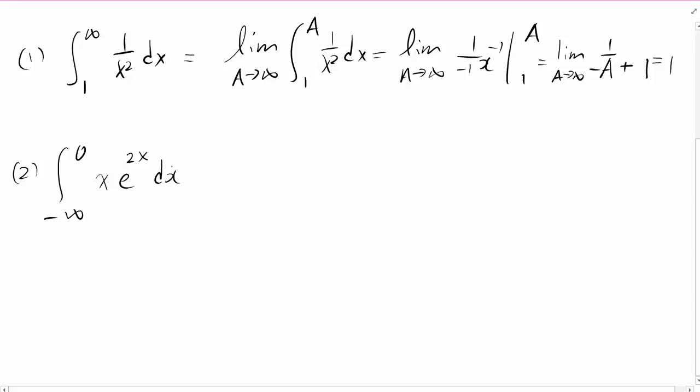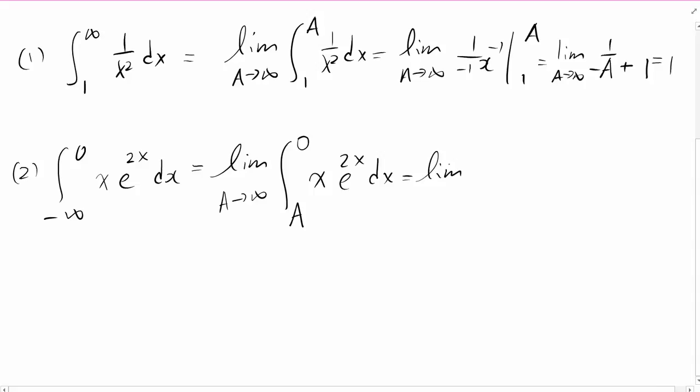Since the infinite interval is from negative infinity to 0, we have the following limit. We make the lower limit a and the upper limit 0, which is a normal number. Then you let a go to negative infinity, and integrate x times e to the 2x dx. Be sure to copy this limit because it's an improper integral. We need to have this limit.